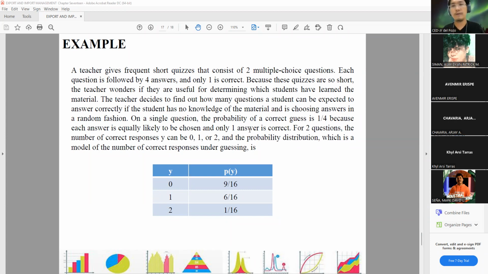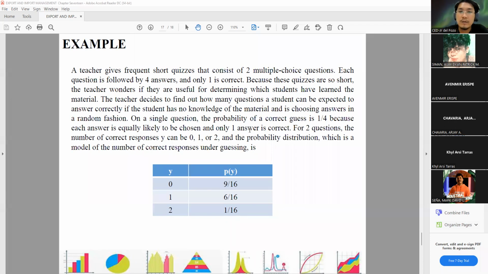So for example daw, for this example, meron dalawang tanong. So yung chances daw of getting 0 correct answers is 9/16. Yung chances naman daw of getting 1 correct answer is 6/16. So nakikita nyo, ano nangyayari dito sa problem na to? Habang ikaw ay most likely going to a perfect score, your probability of success is lowered.